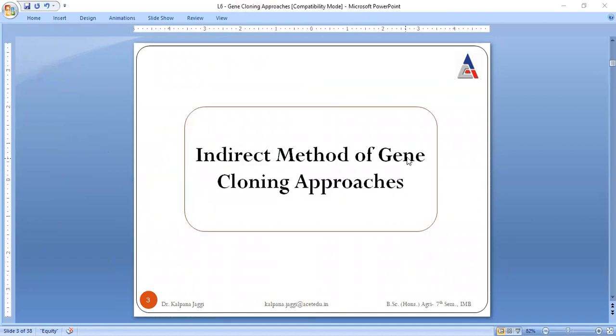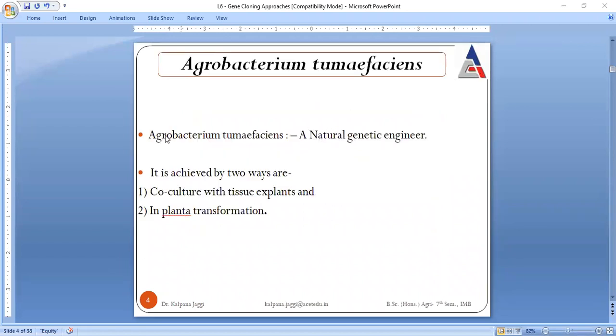So the very first is the indirect method of gene cloning approaches. In the indirect method of gene cloning approaches, we are going to discuss, very first, Agrobacterium tumefaciens mediated gene transfer. Before I let you know how this gene transfer is successful with the help of Agrobacterium, I would like to introduce you to the concept of what Agrobacterium tumefaciens is.